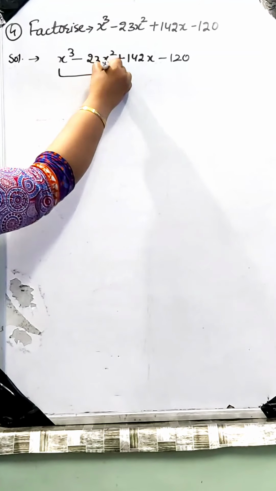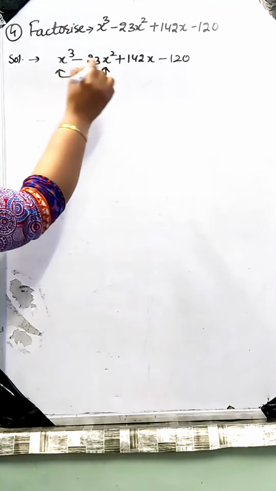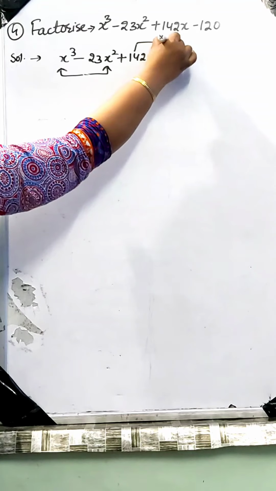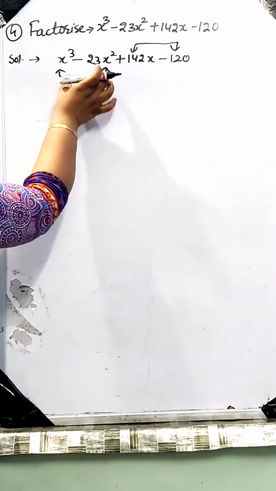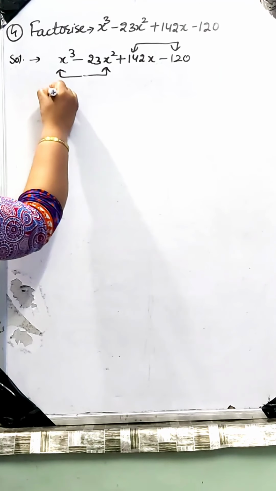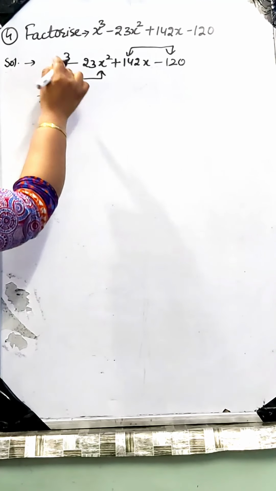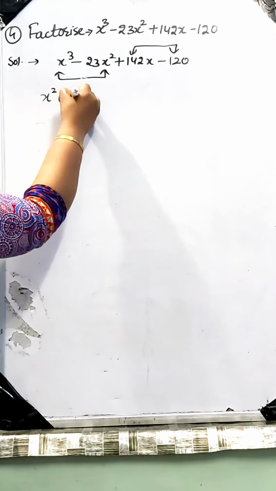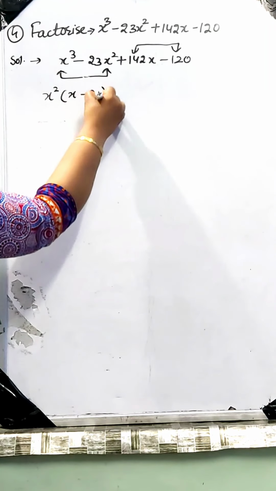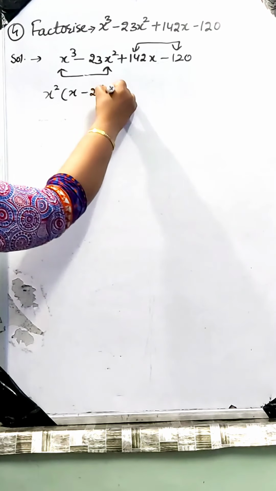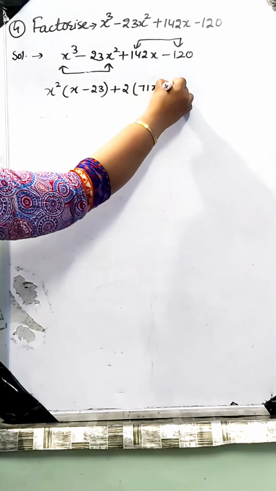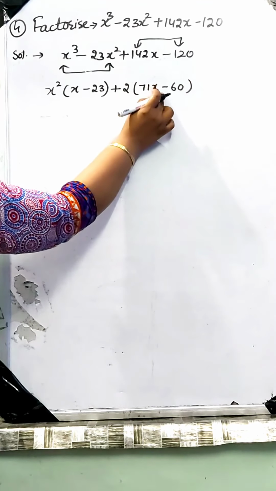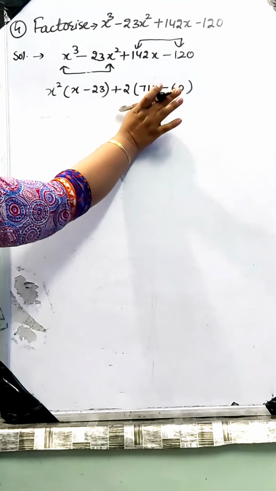Here the first section is x cube minus 23x square and the second section is 142x minus 120. Now try to find the common factor from the first two terms. The common factor is x square, therefore x minus 23 will be left inside the bracket. And from the last two terms, 2 is common, therefore 71x minus 60 will be left in the bracket.